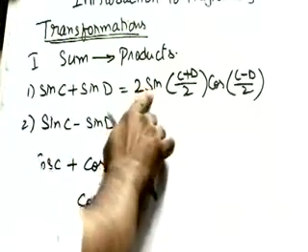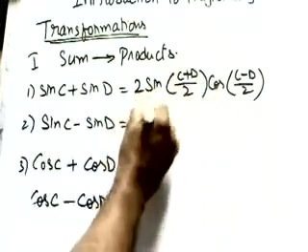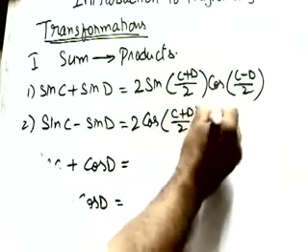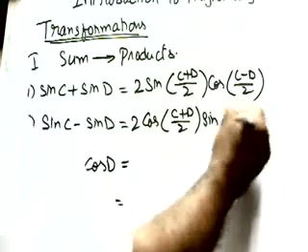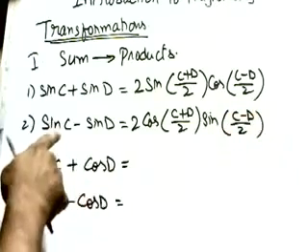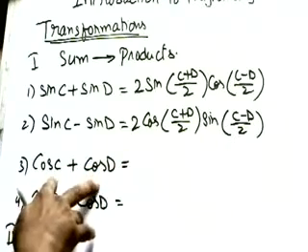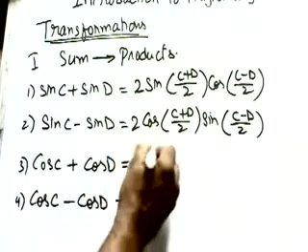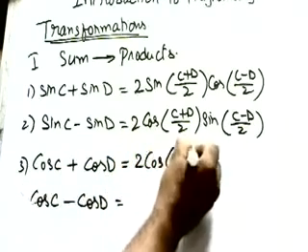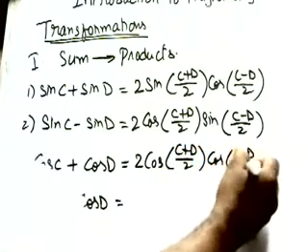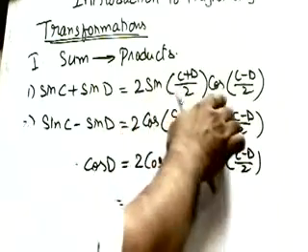In the same way, sin C minus sin D means only this will become cos and this will become sin, like this: 2 cos((C plus D) by 2) sin((C minus D) by 2). So sin C minus sin D is 2 cos((C plus D) by 2) sin((C minus D) by 2). Now for cos, if you are having plus, both will be cos: 2 cos((C plus D) by 2) cos((C minus D) by 2).